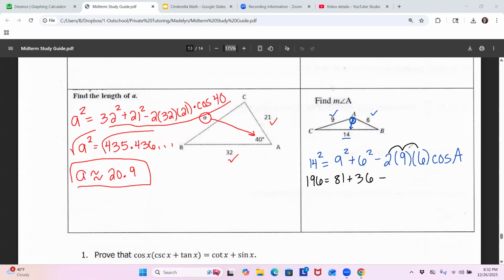2 times 9 times 6. So just run that through the calculator. So 108. Okay. These two can go together, not the 108. That one's stuck to cosine A, but 81 plus 36 can indeed go together. That's 117.